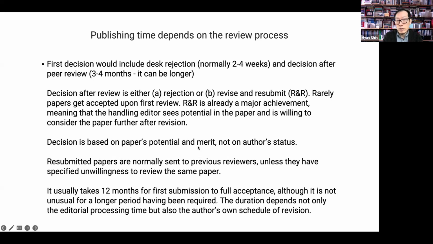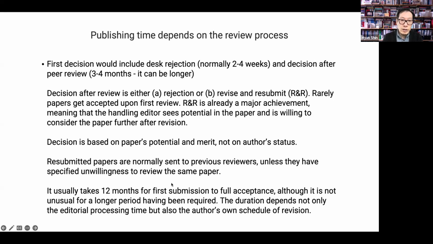Then a paper may also take a long time based on authors' own circumstances. There are many authors who take much longer than the usual time required for revision and resubmission. Journals would usually expect revised papers to be resubmitted within 6 months, but authors may very easily take longer than 6 months. And when that happens, the only thing you need to do is reach out to the journal editor or managing editor and just ask for an extension. Most journals will say yes to your extension request.